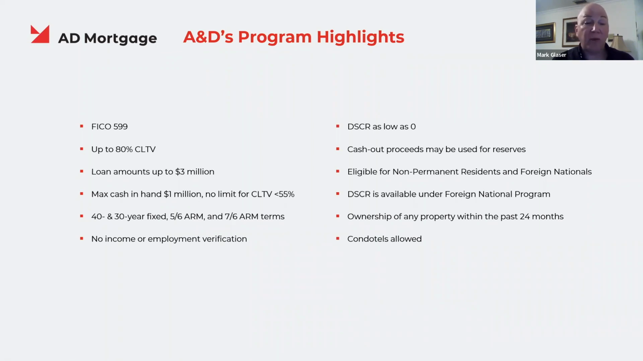Once again, no income, no employment, no employer. Cash out proceeds can be reserves. Your cash out can act as reserves. And once again, it's available on the foreign national program, and it's available domestic. And get this, we're doing condo hotels now at 70% loan to value.